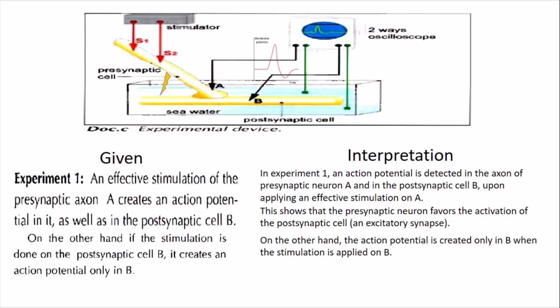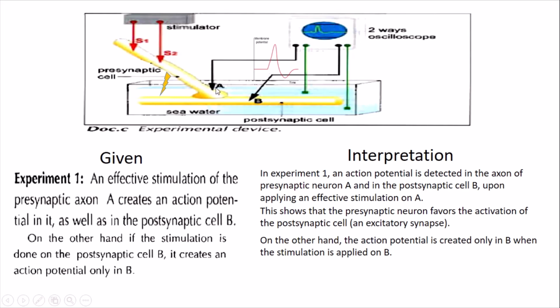Okay. So on the other hand, the action potential is created only in B when the stimulation is applied on B. Let's think of a significance. Of course, this shows that what? The thing I did, which is in neuron B, activating B. What did it do? It did activate B, it's effective, but there was nothing on A.